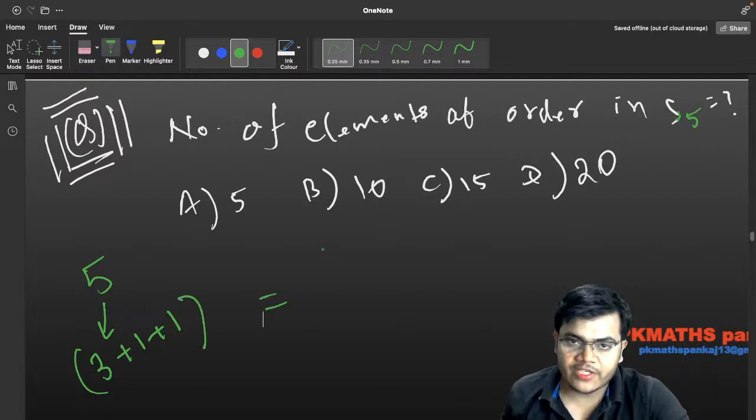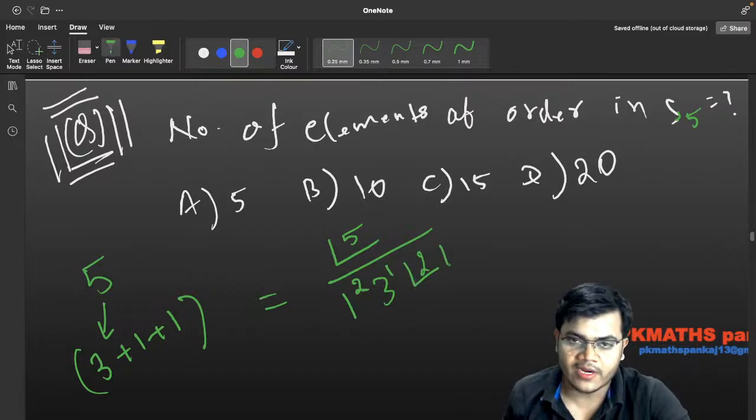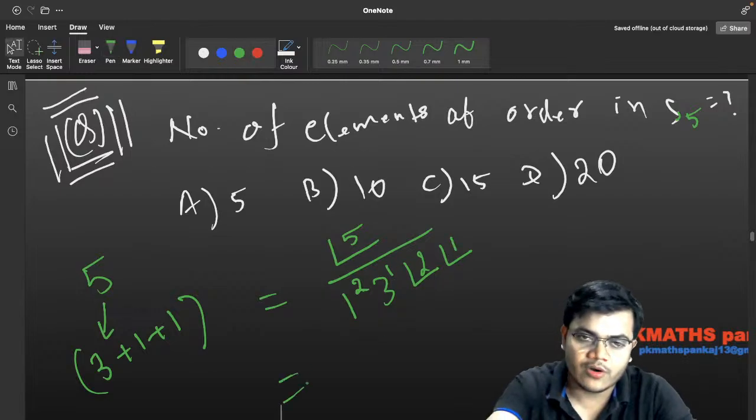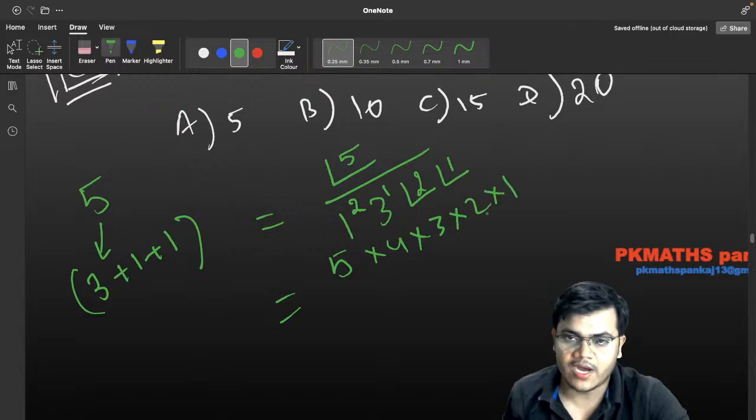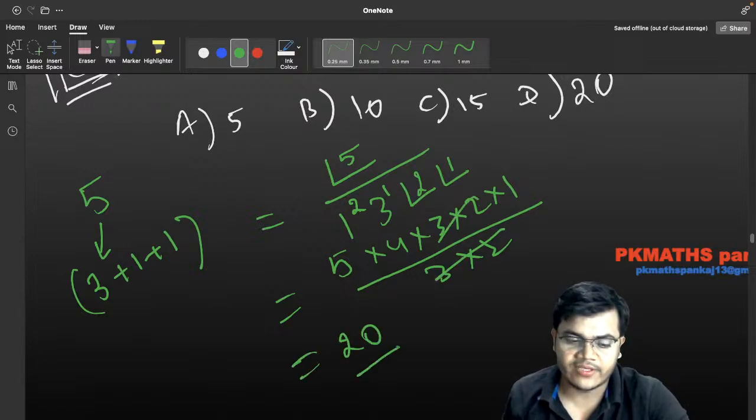So total number of elements will be what? Factorial n, n is 5, 3 is repeated 1 time and 1 is repeated 2 times. So 1 का स्क्वायर, 3 का पावर 1 and 1 का पावर 2 is there. So factorial 2 will be over here and 3 का पावर 1. So factorial 1 will be over here, and we will not hesitate to say that this is nothing but 5 into 4 into 3 into 2 into 1, and over here the things are what? 3 into 2. So 3 into 2 will be cancelled out and finally we will have 20 elements only.